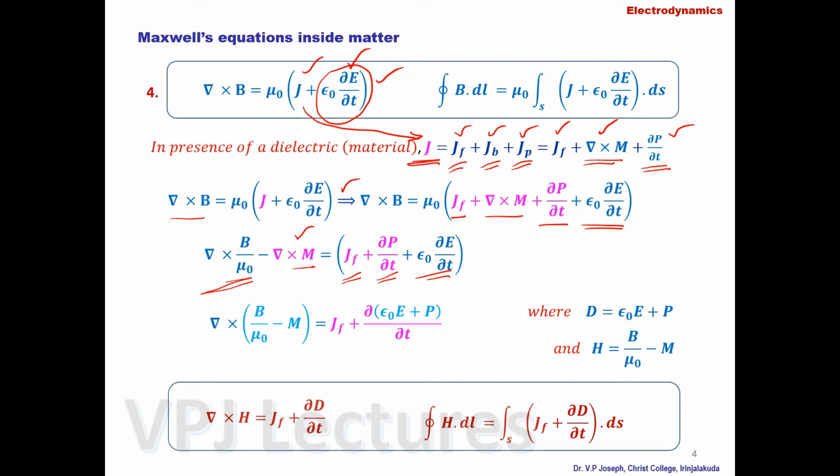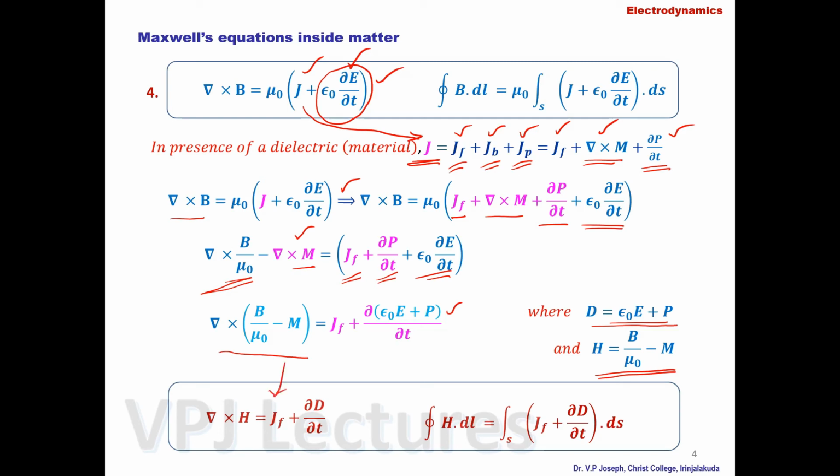Or taking the curl outside, the left hand side becomes del cross of (B by mu 0 minus M), which is equal to JF plus, putting epsilon 0 E and P inside the dou by dou T term, dou by dou T of (epsilon 0 E plus P). We know that epsilon 0 E plus P is D, the electric flux density vector, and B by mu 0 minus M is the magnetic field intensity vector H. So substitute these things here.